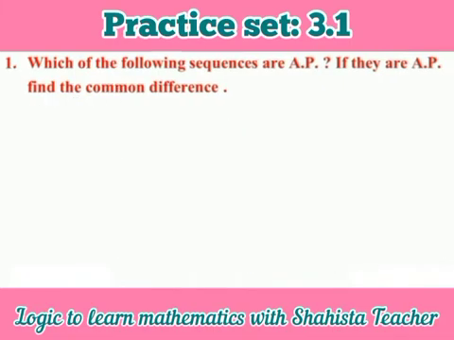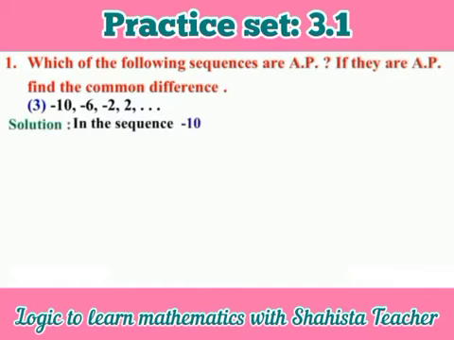Is that clear, my dear students? So simple and easy to understand. Now sub question 3 says: minus 10, minus 6, minus 2 and 2. In the sequence minus 10, minus 6, minus 2, 2 and so on, T1 is equal to minus 10, T2 is equal to minus 6, T3 is equal to minus 2 and T4 is equal to 2.